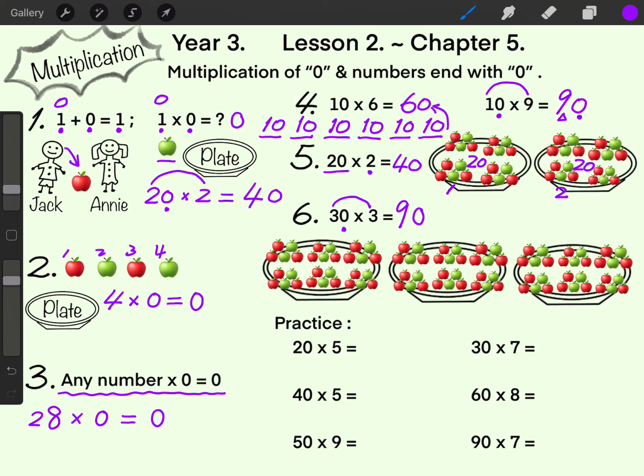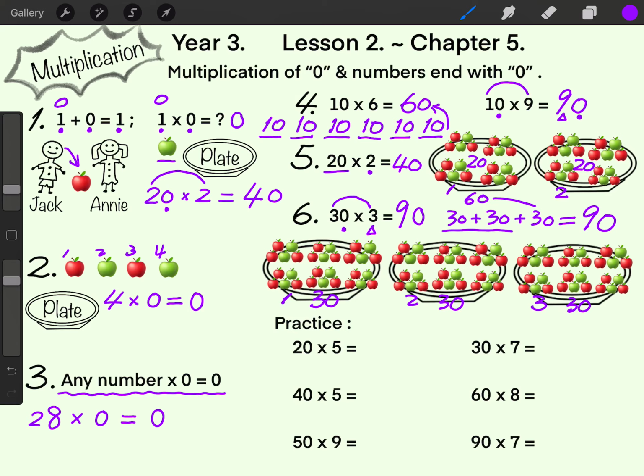Let's double check. There are 3 plates. 1, 2, 3. 3 plates. On each plate, there are 30 apples. 30 apples on plate 1. 30 apples on plate 2. 30 apples on plate 3. So totally there are how many apples? That's 30 plus 30 plus 30. 30 plus 30 equals 60. 60 plus 30 finally equals 90.